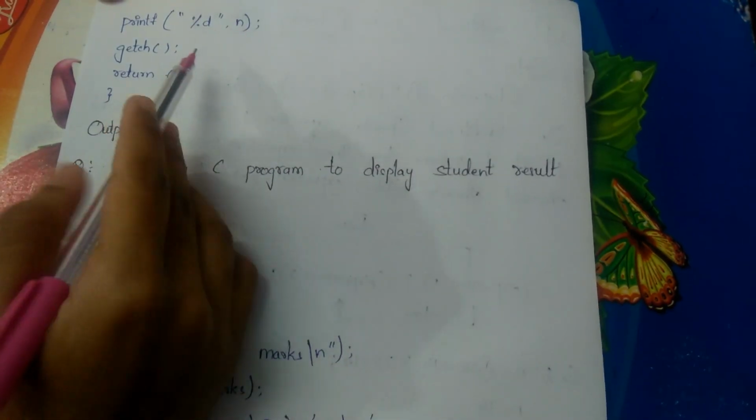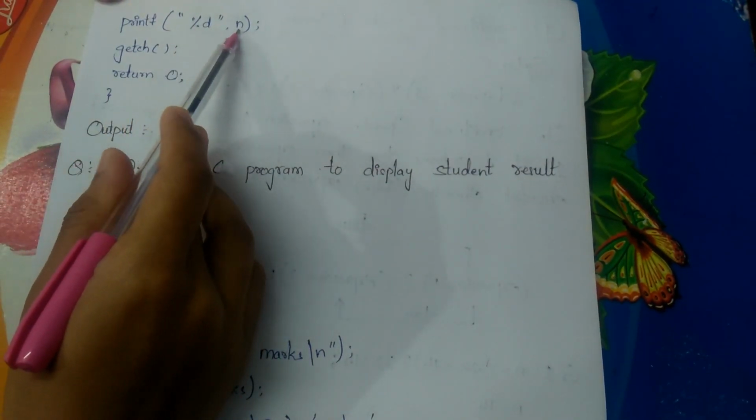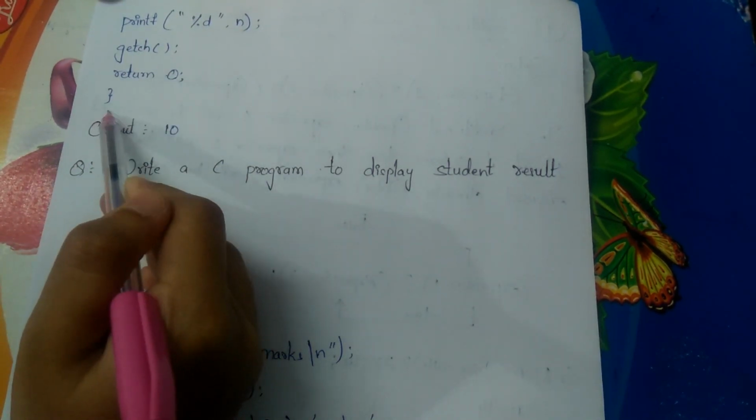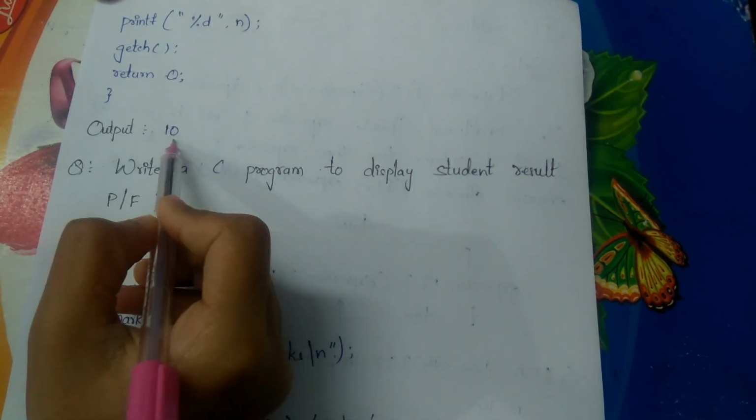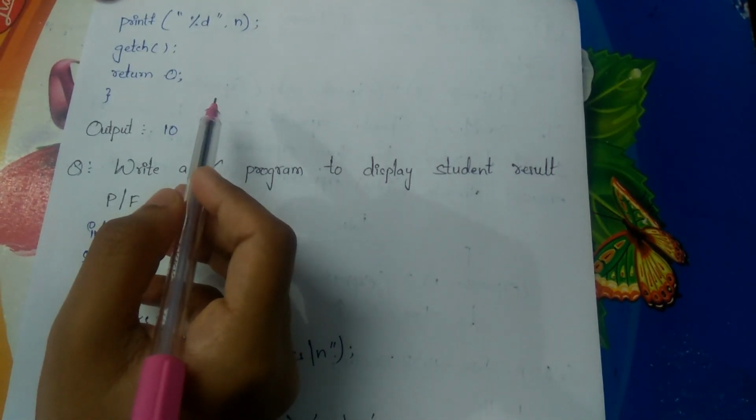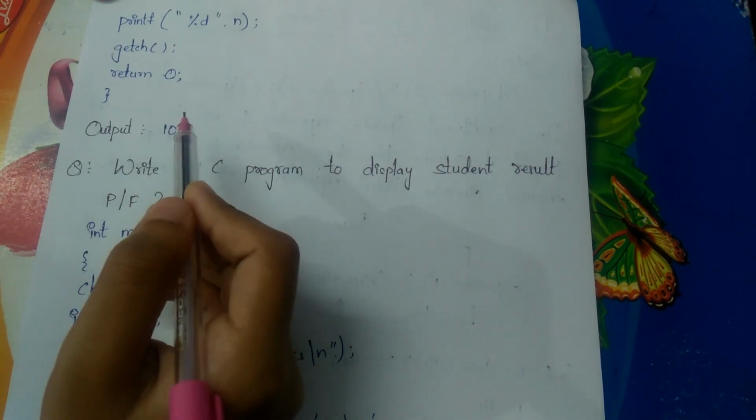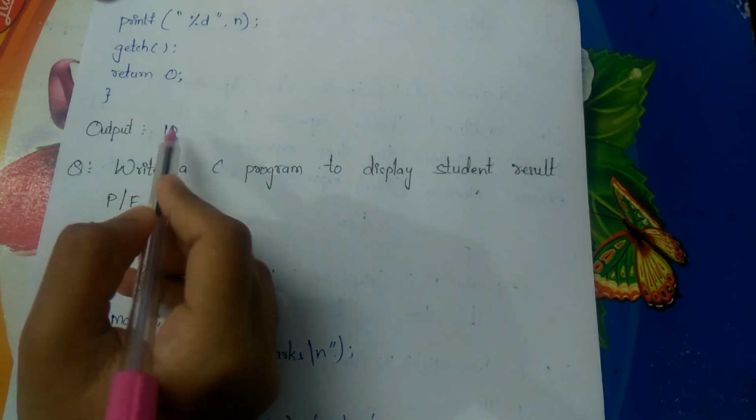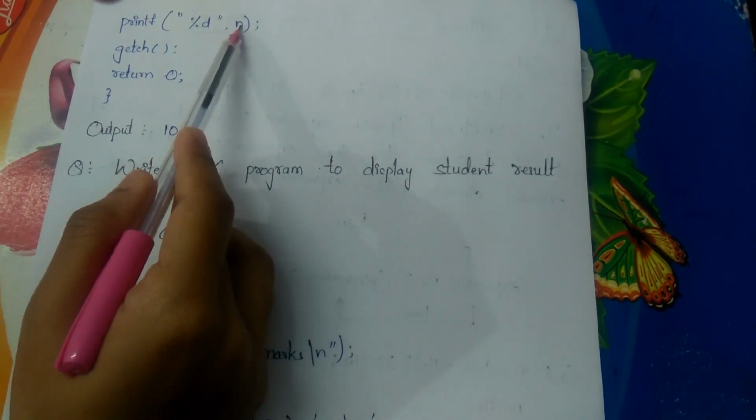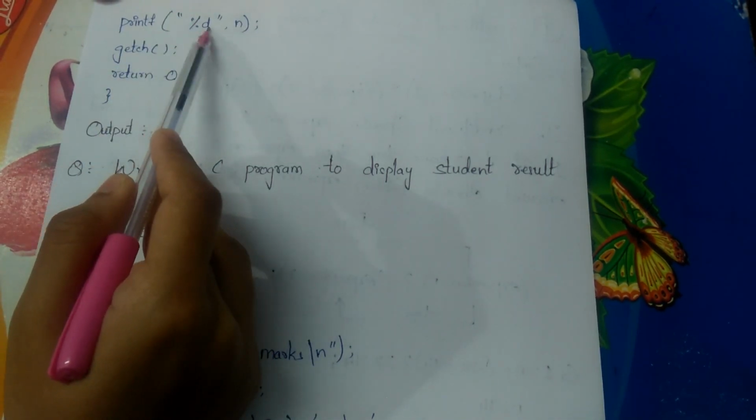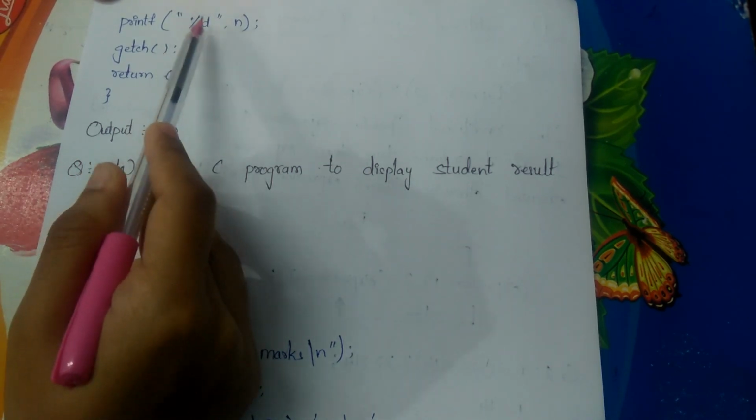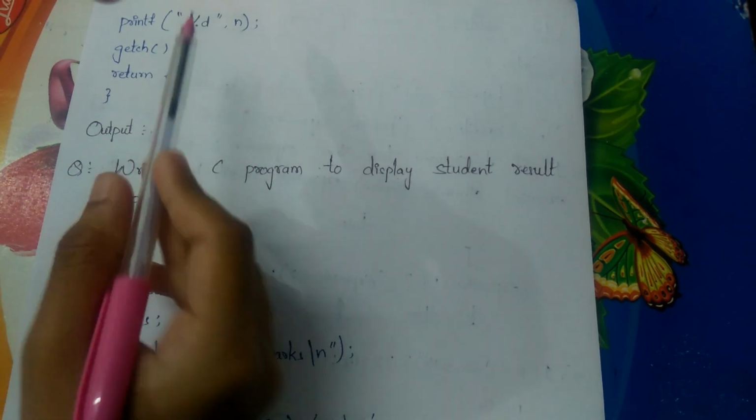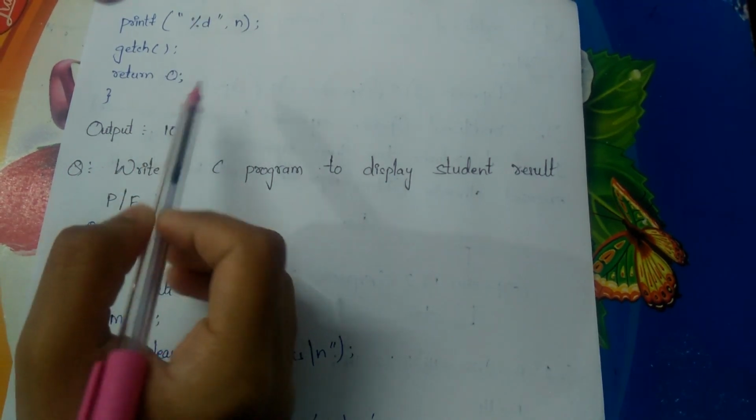Then printf with %d comma n. Now the n value will be printed here. Now getch and return 0 and close the block. So in output we will get 10, because 10 less than 15, the statement is true. So expression 2, nothing but 10, will be executed. So in the output we will get 10. That 10 value will be stored in n. So when we are printing with %d, which is for n, that value 10 will be stored in variable n. So that's why in output we will get 10.